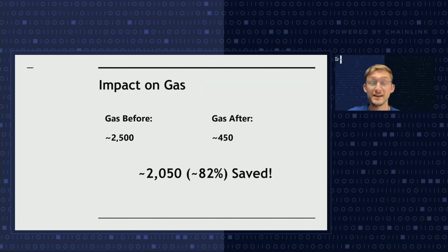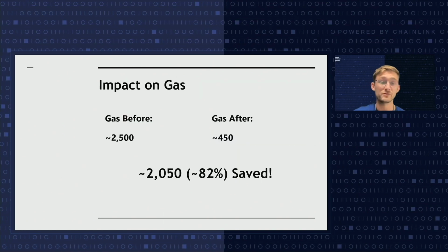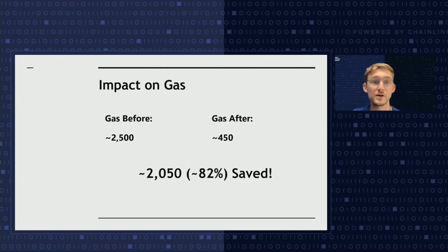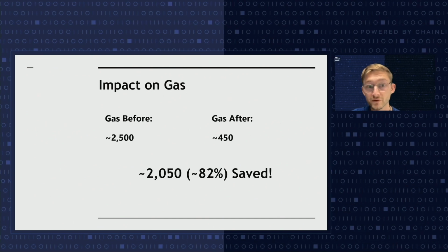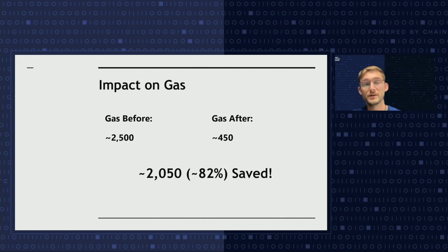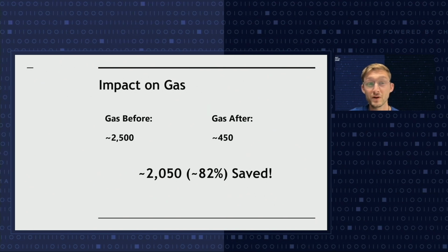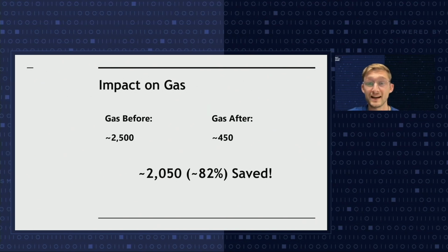And if we have a look at this, just reading from storage, that one variable before cost 2,500 gas. And afterwards, by making it constant or immutable, just 450. So every time a function reads that, we are saving a ton of gas.